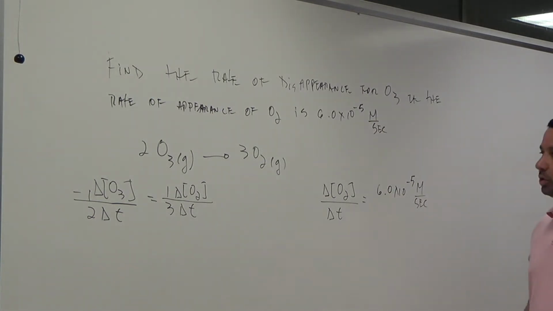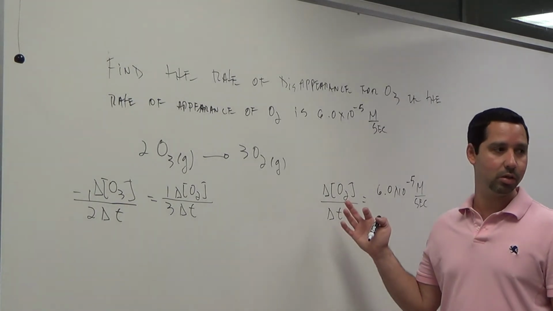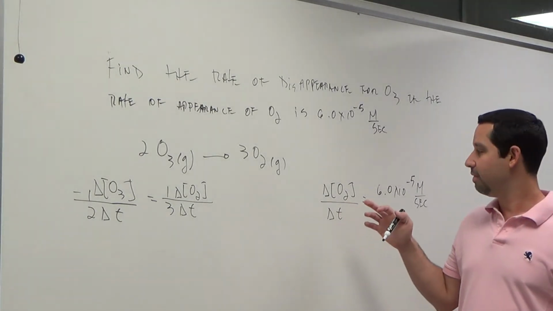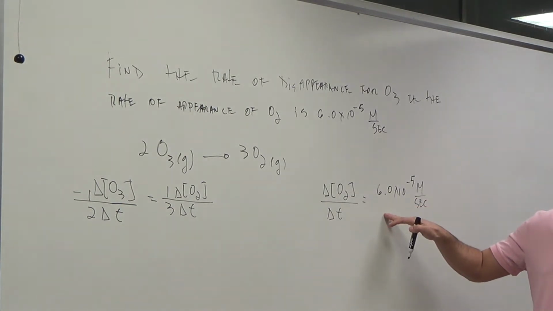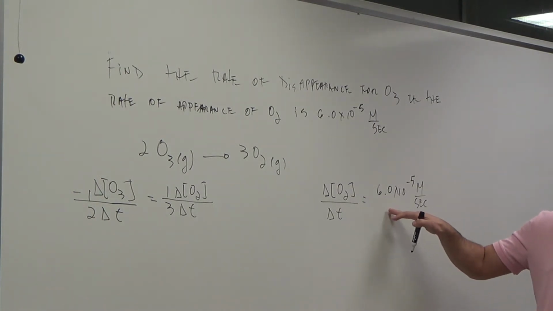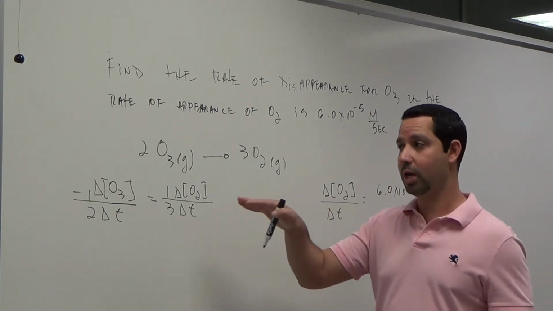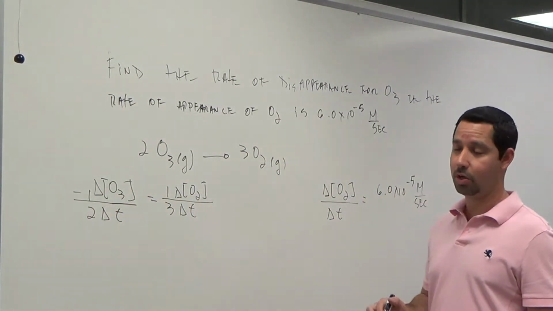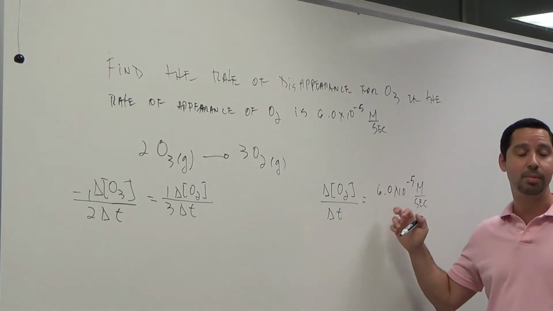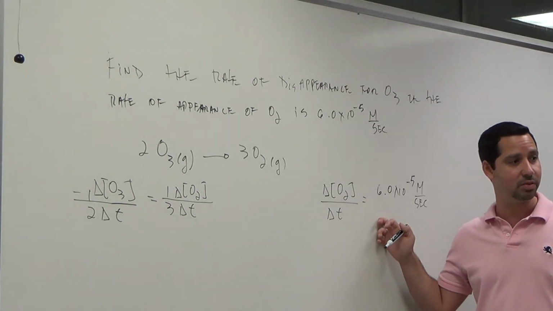So, what do I need to do to this number? If I wanted the rate of disappearance, if I wanted the unique rate, what would I do with this number? I divide by 3, yes? If I divide by 3, I get the unique rate. Yes or no? If I had this number, what would I need to divide it by? By 2 to get the unique rate, yes? Because this is appearing 3 times as fast, yes or no?